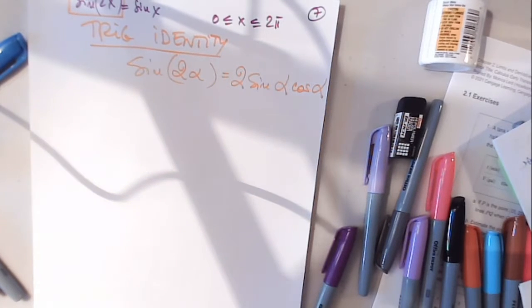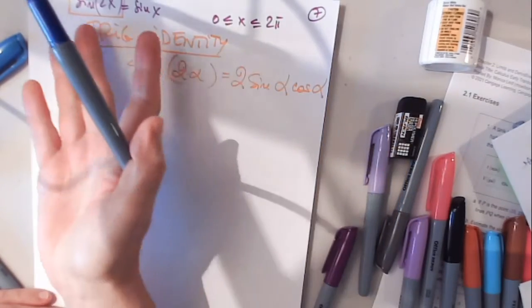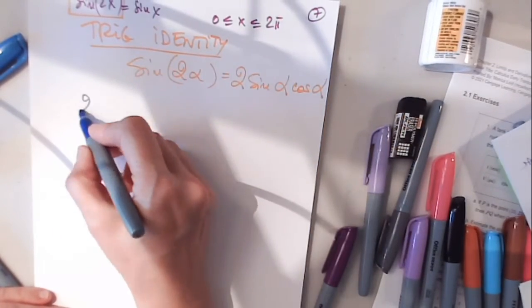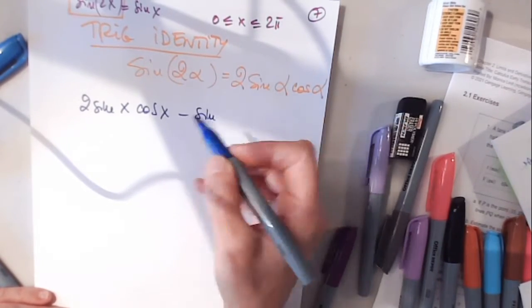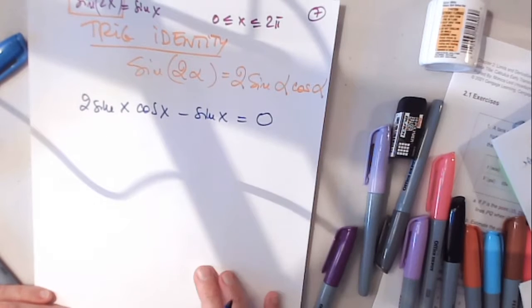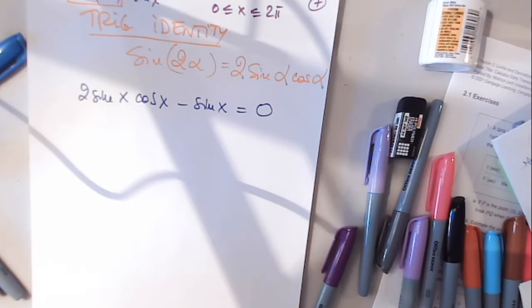Okay, so now what? So now, when I replace sine twice x by 2 sine x cosine x, of course I have to subtract sine x and set it equal to 0. Then I'm sure you're gonna notice something and you'll tell me what I need to do next. Are you with me? Any questions? So can anyone tell us, what do you think I'm going to do?